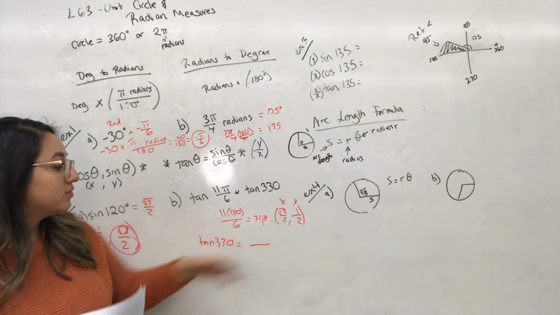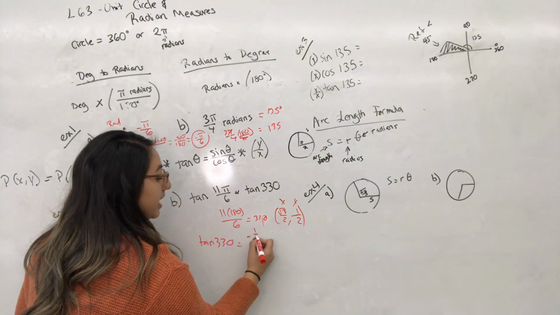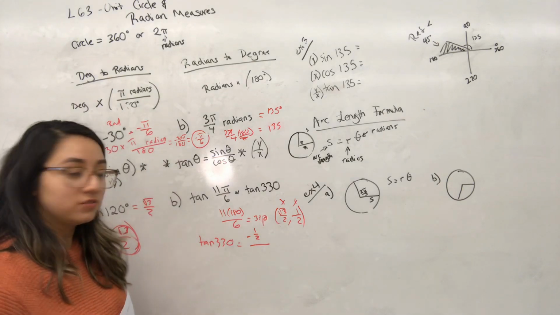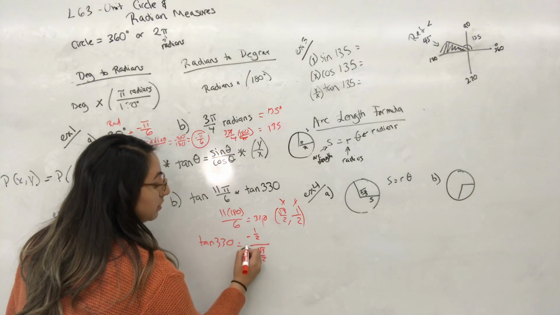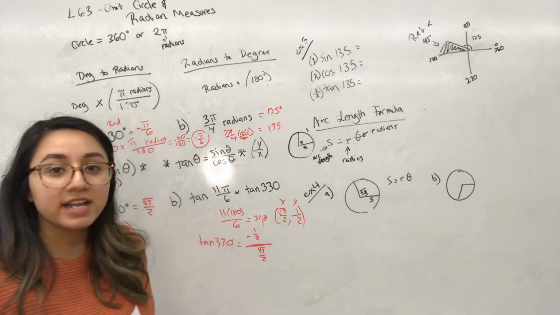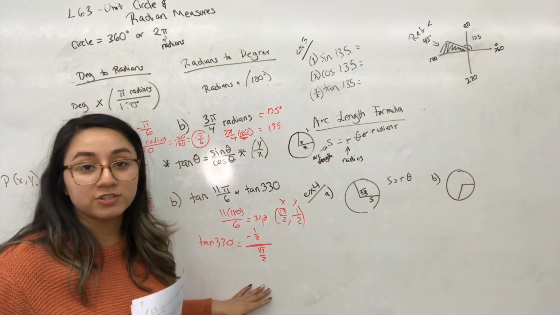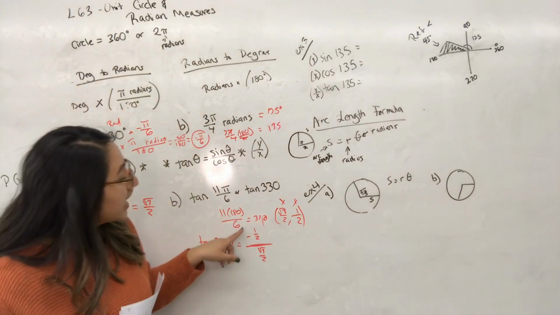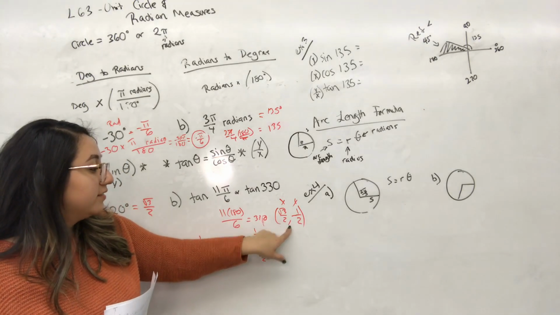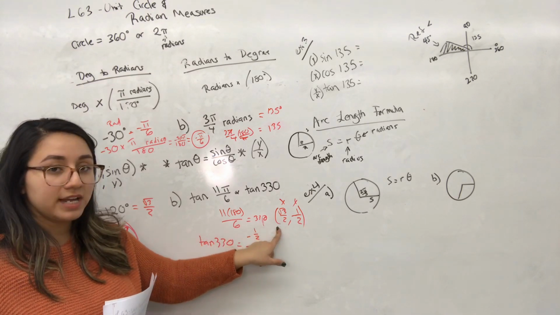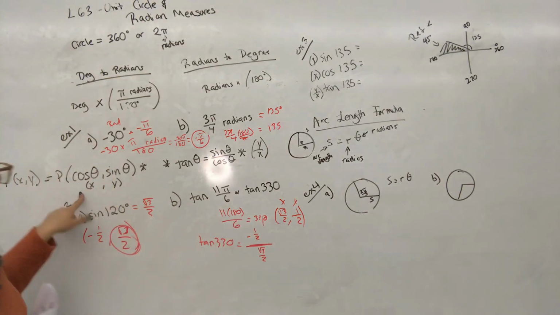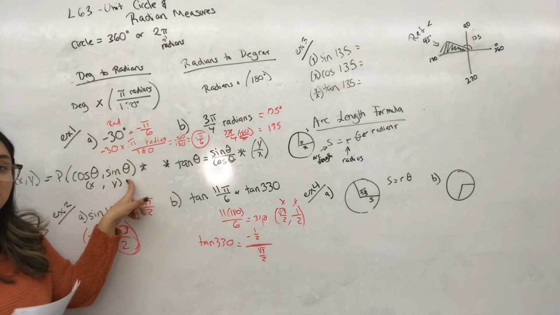So here the sine will be considered -1/2. The cosine will be considered radical 3 over 2. You're gonna have complex fractions. All tangents will require complex fractions. So it's your sine of 330 and your cosine of 330. So -1/2 divided by radical 3 over 2. Again, cosine of theta, comma sine of theta.